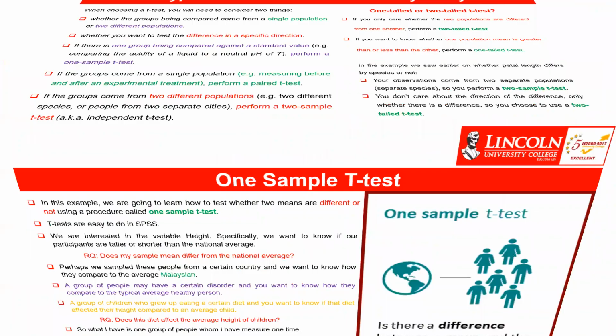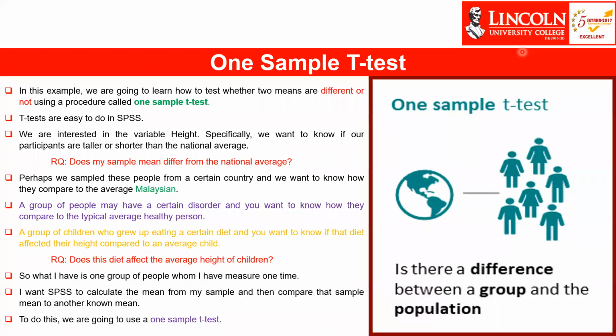Now, if you look at the one sample t-test, this actually investigates if there's a difference between a group and the population. So in this example, we're going to learn how to test whether two means are different or not using a procedure called one sample t-test. T-tests are easy to do in SPSS, just like every other analysis. As long as you have data, performing all this analysis is very simple. It's just a matter of clicking on SPSS. Interpreting them is the most complex part.